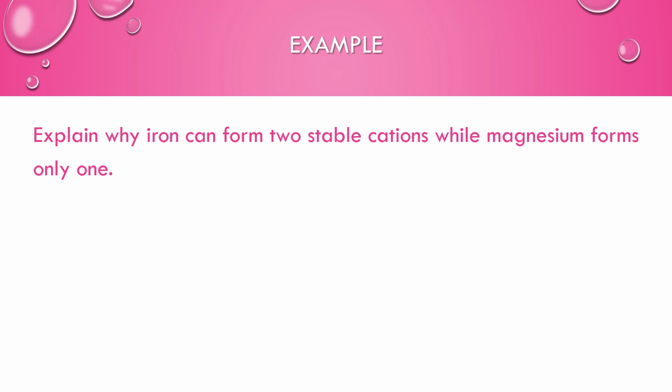Magnesium, on the other hand, its outermost valence shell is 3s2, like that. It does not have any d sublevel electrons at all. There's no such thing as 2d. So magnesium can really only form a +2 ion because it's going to lose those 2 electrons in its outermost orbital.